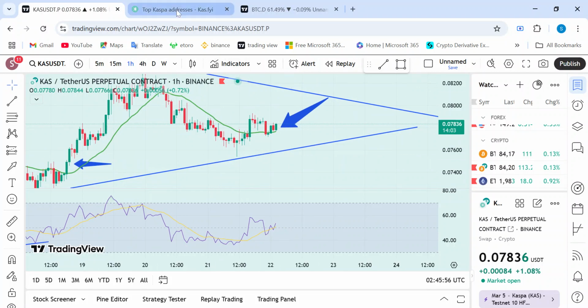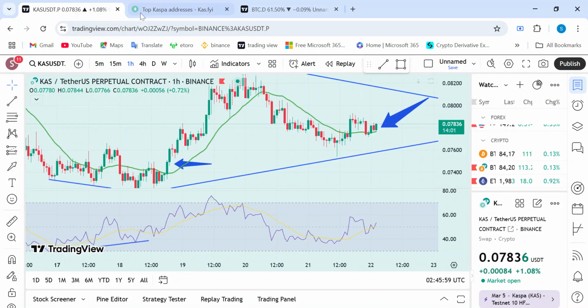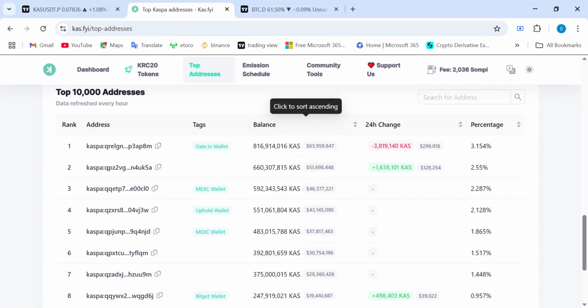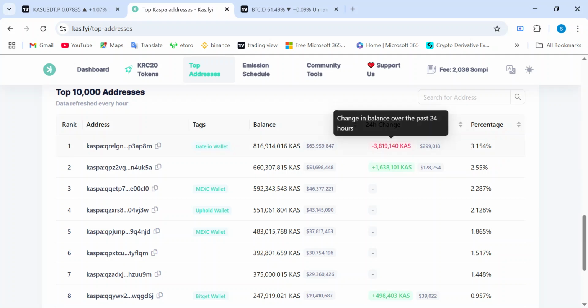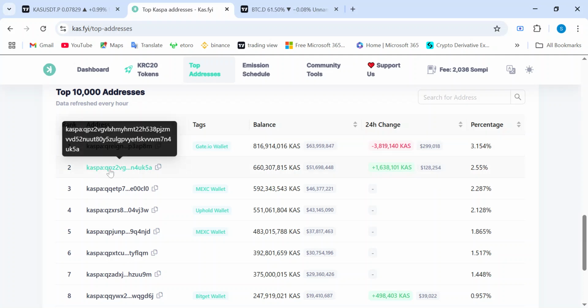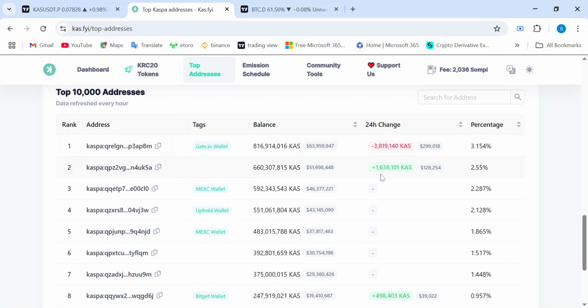In any case, I want to show you these wallet addresses that have been accumulating, and some of them moving their coins or selling their coins. Wallet number one, in the past 24 hours, 3.8 million KASPA coins have been moved or sold, and this is from a Gate.io wallet. And wallet number two is steadily accumulating coins almost every day.